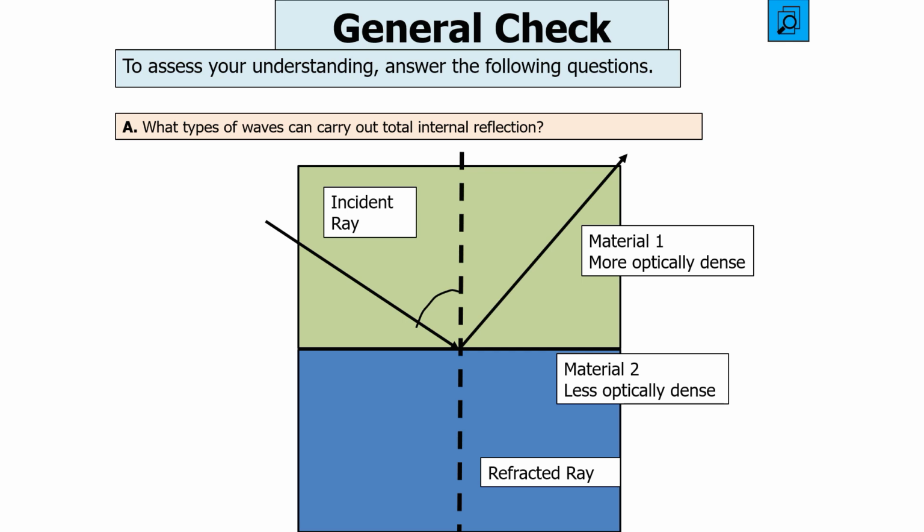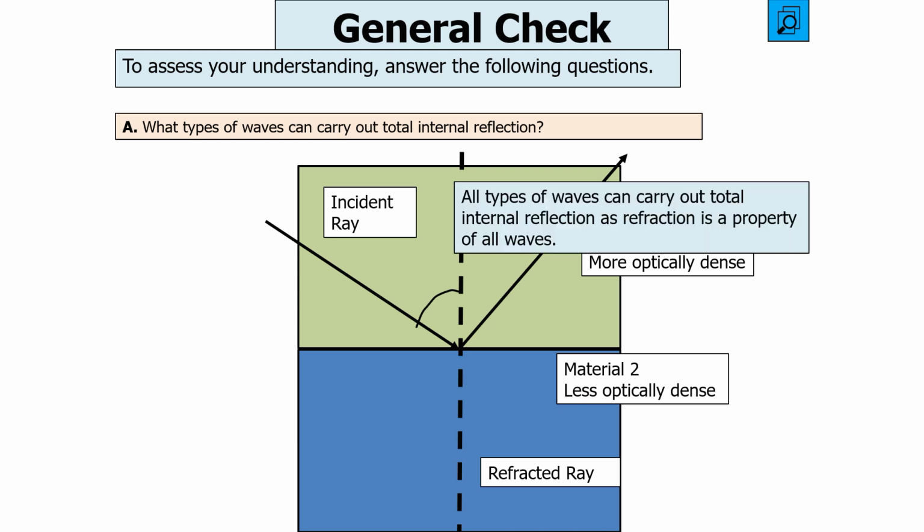What types of wave carry out total internal reflection? Pause the video now, then unpause the video when you want to go through your answer. All types of waves will carry out total internal reflection as refraction is a property of all waves.